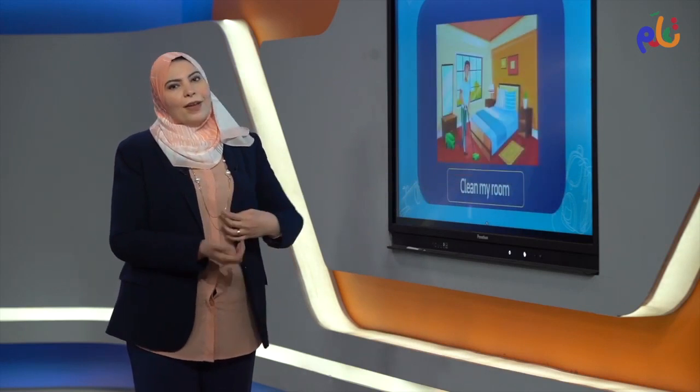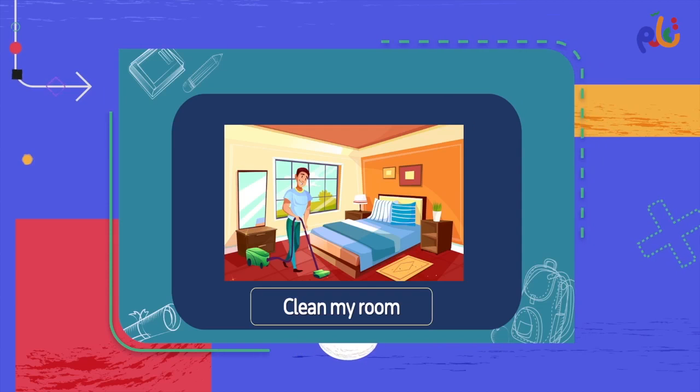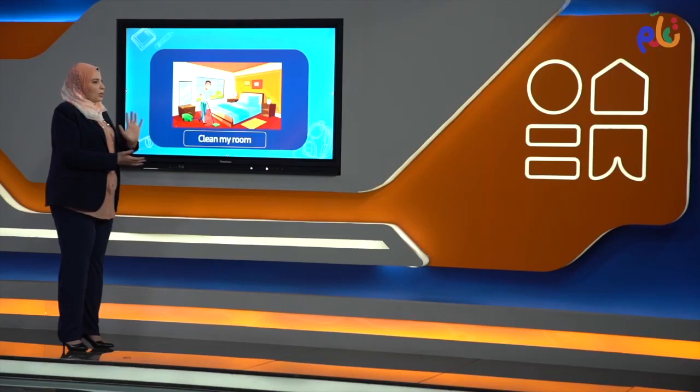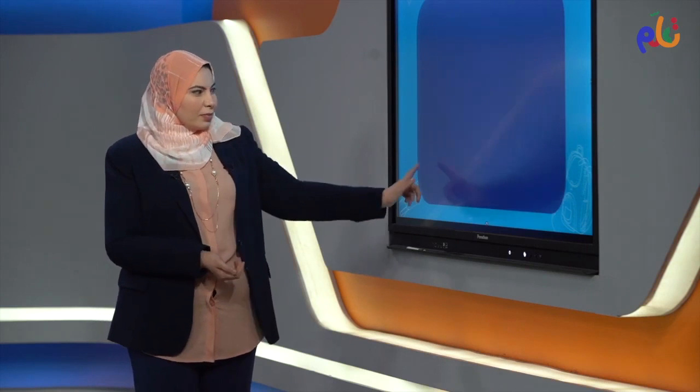And we have clean my room or clean the room. Clean my room is my responsibility. It's not anyone else's responsibility. If it's my room, it's my responsibility. So this is clean my room.